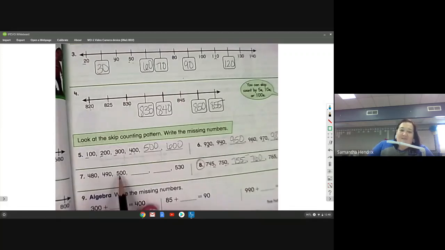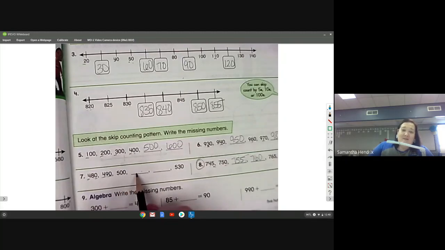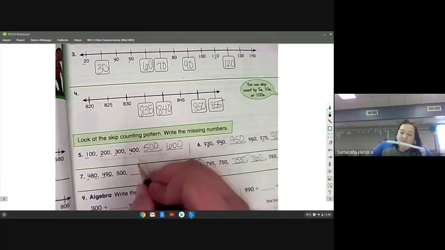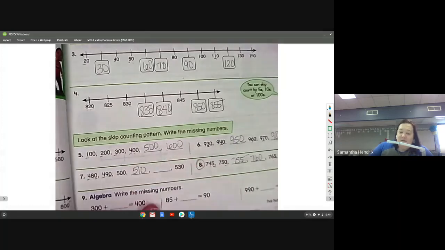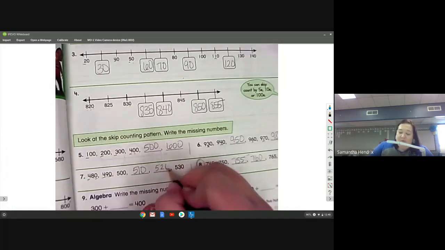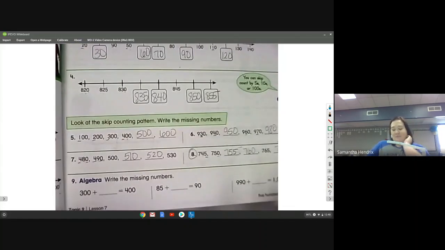480, 490, 500, blank, blank, 530. So right here, our hundreds and our ones are the same, and it looks like we're increasing, okay? 490 plus 10 is 500. So what's going to come after 500 if we're counting by tens? 510, 520, okay?